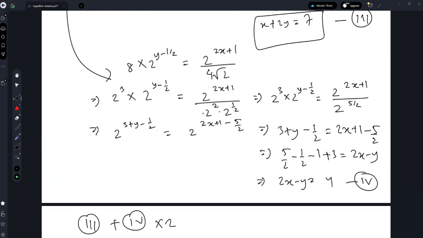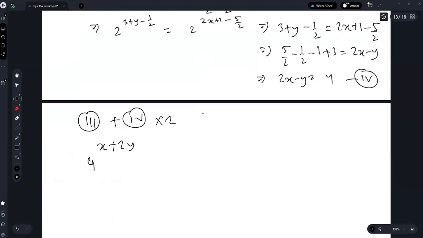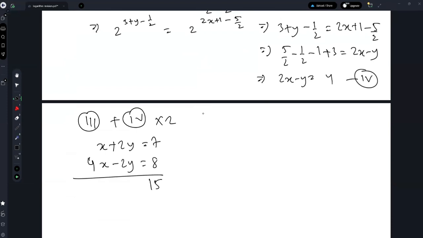x plus 2y equals 7. And 4x minus 2y equals, not 4, 8. So therefore, I get 5x equals 15, x equals 3. And if I substitute this into, let's say, the fourth equation, I get 2 times 3 minus y equals 4. 6 minus y equals 4, y equals 2.